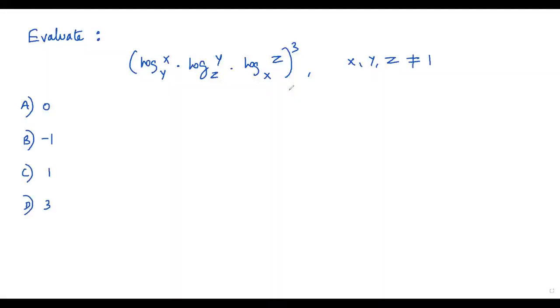Here we have a problem on evaluating logarithmic expressions. So in the given expression, we have the product of 3 logarithms, and for the product we have the exponent 3, and one more piece of information we have is that x, y, z, the variables, are not equal to 1.